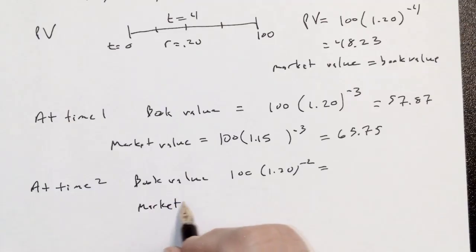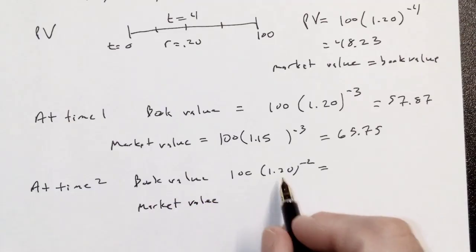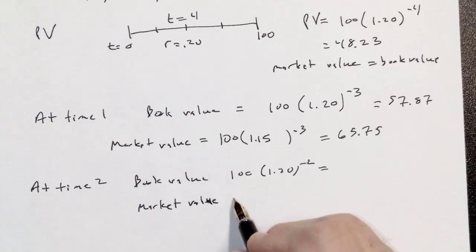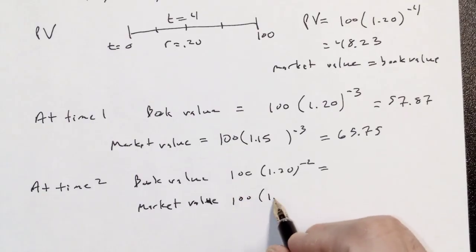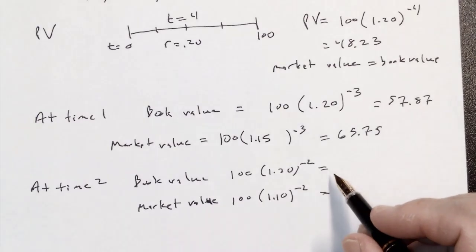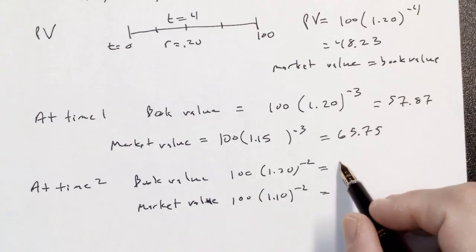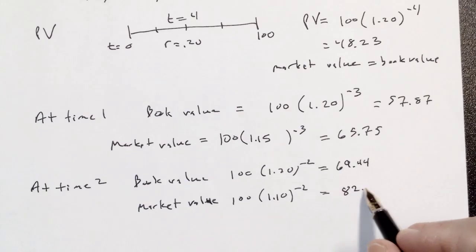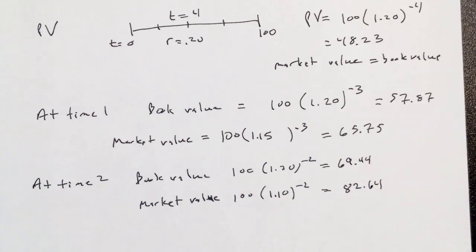So my book value is still going to be worth at 20%, but my market value will now be worked at what rate? Exactly, because our spot rate for 2 years out is 10%. So I get a book value of 69.44, and a market value of 82.64.